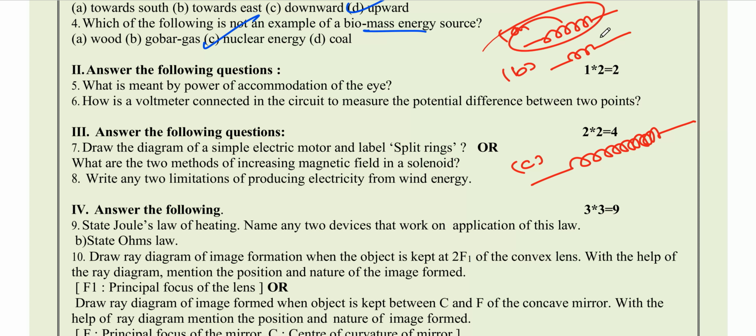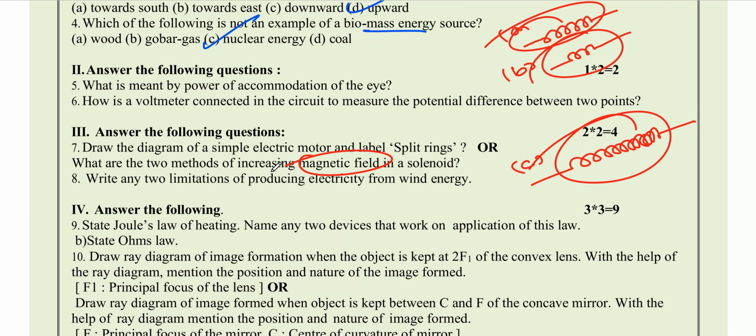The number of turns of the coil. Less number of turns, less power. As you increase the number of turns, the size is the same, size remains same, but the number of turns will increase. If you increase the number of turns in the coil, the power supply also increases. If you decrease the number of turns of the coil, the power also decreases. Understood? Now how will you increase the magnetic field? By increasing the number of turns of the coil.